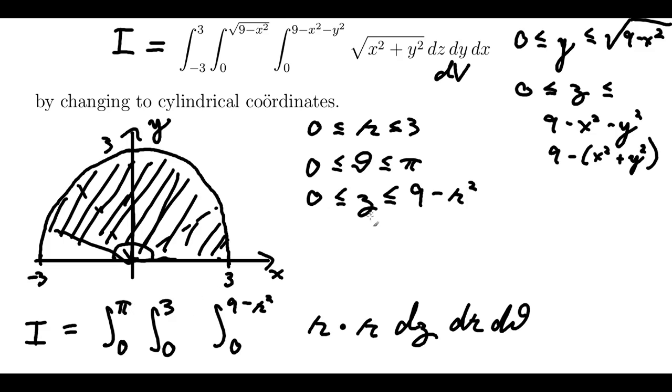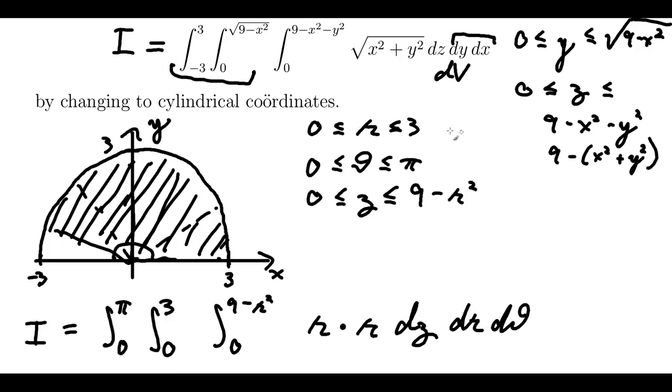So we have re-expressed this integral now. We have the integral from 0 to pi, of the integral from 0 to 3, of the integral from 0 to 9 minus r squared, of r times r dz dr d theta. You see how most of these pieces, the outer two integrals had to be fundamentally re-expressed in terms of polar.